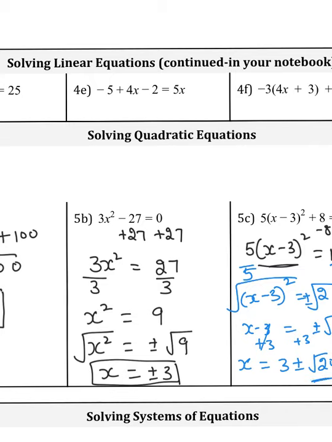Remember, we are going to break the square root of 20 if it's possible. And we did break the square root of 20 as 2 square root 5.